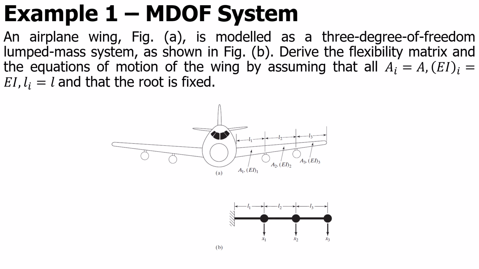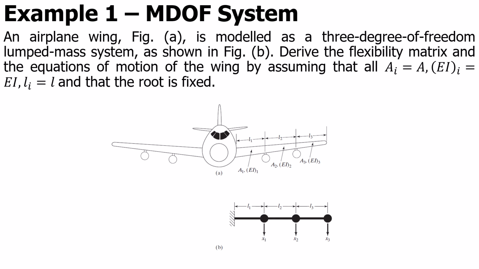Ever wondered how airplane wings handle turbulence without shaking apart? Today we're breaking down the science behind wing flexibility using a three-mass model. We are modeling this wing that is shown in figure A as a cantilever beam, figure B, with three lumped masses. Think of it like a diving board with weights at equal intervals.